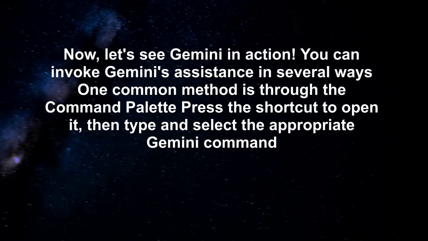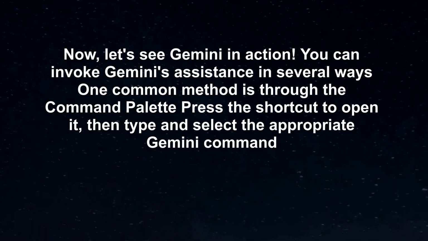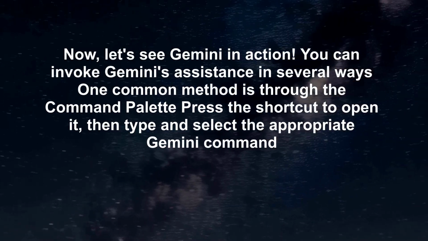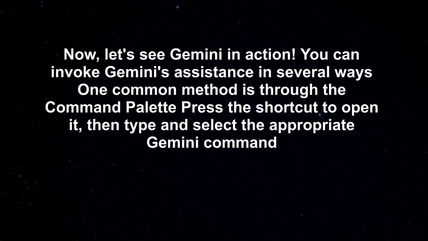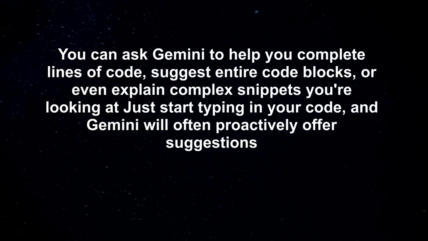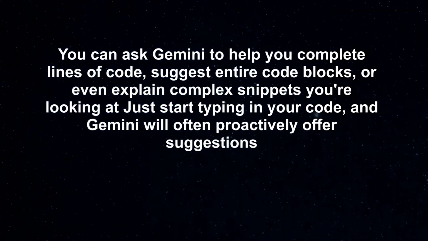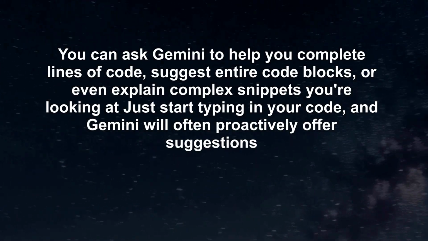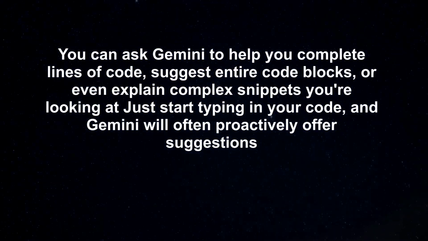Now, let's see Gemini in action. You can invoke Gemini's assistance in several ways. One common method is through the command palette. Press the shortcut to open it, then type and select the appropriate Gemini command. You can ask Gemini to help you complete lines of code, suggest entire code blocks, or even explain complex snippets you're looking at. Just start typing in your code, and Gemini will often proactively offer suggestions.